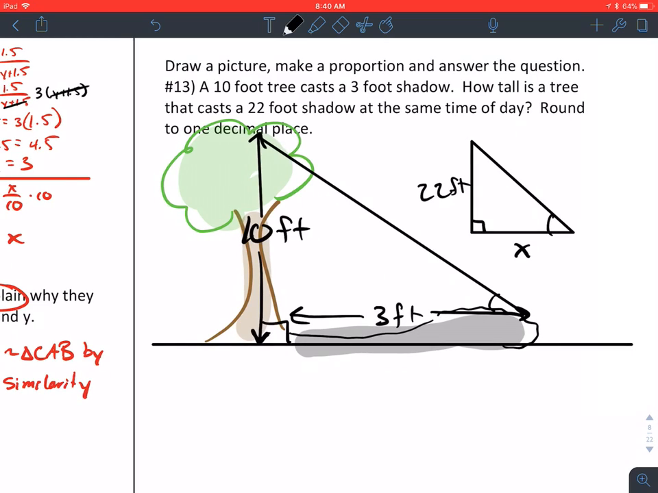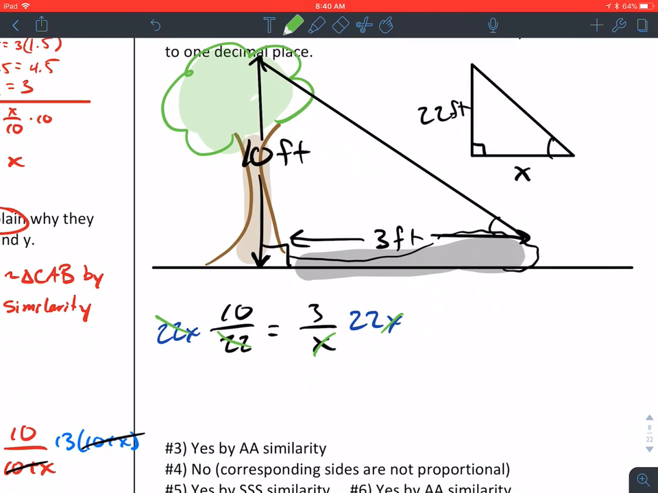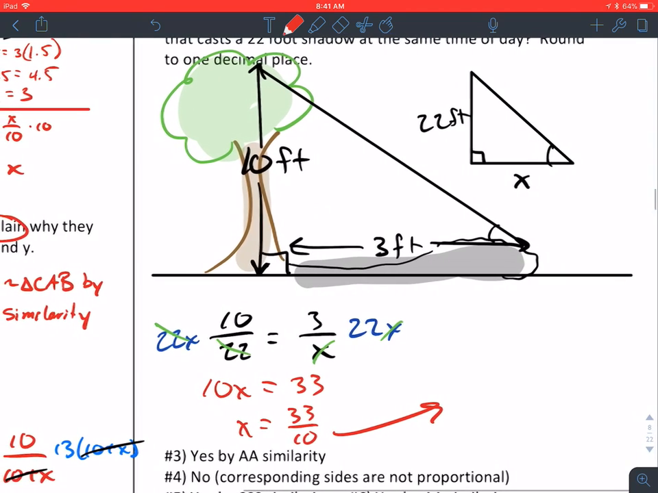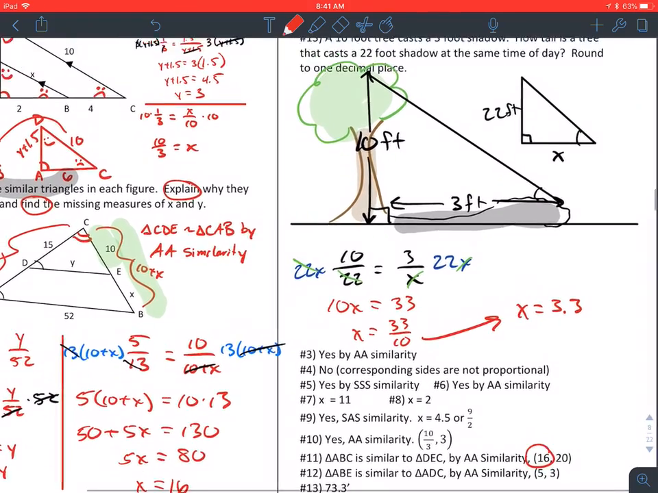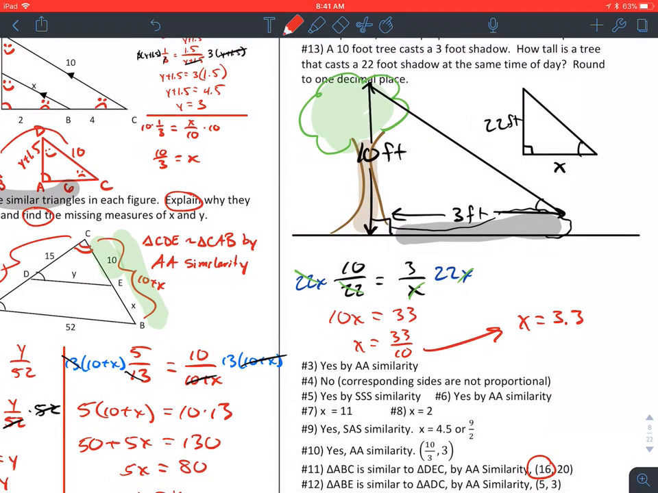So as far as our fraction goes, we're going to have 10 over 22 equals 3 over x. We can multiply both sides by 22x. On the left, 22's cancel. On the right, the x's cancel. So we end up with 10x equals 33. So x is 33 over 10. It says round to one decimal place, so x is 3.3. Holy cow, I'm way off. What did I do wrong?